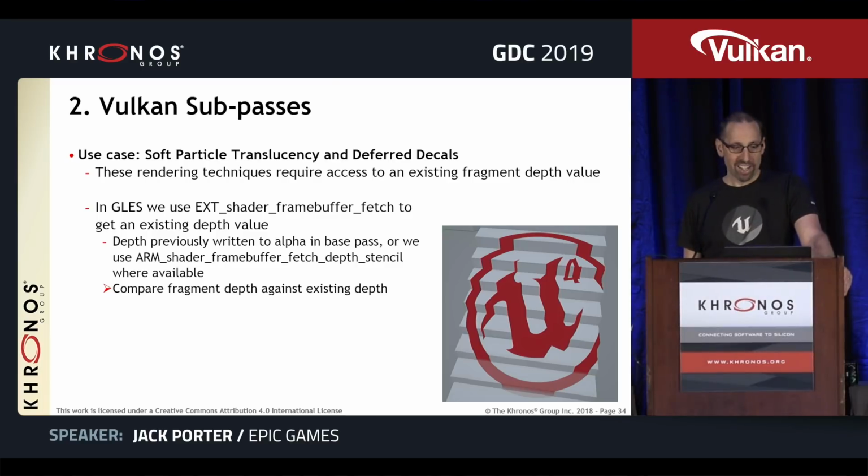So we use frame buffer fetch in GL ES, and we can either get the depth from the previous pass, where we would store it in the alpha channel, or we could fetch the depth directly if that was available using the fetch depth stencil extension. And then we would compare the fragment depth against the existing depth.